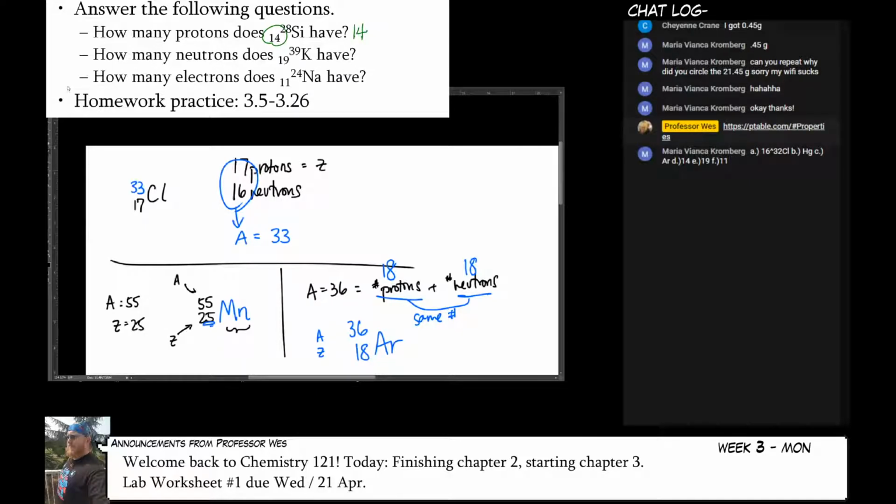How many neutrons does potassium-39 have? Well, remember that down here is the number of protons, so this is Z on the bottom, this is A on the top. So if A is the number of protons plus the number of neutrons, and you can't see any of that because it's going off the screen here. Hold on. We'll just write it over here.